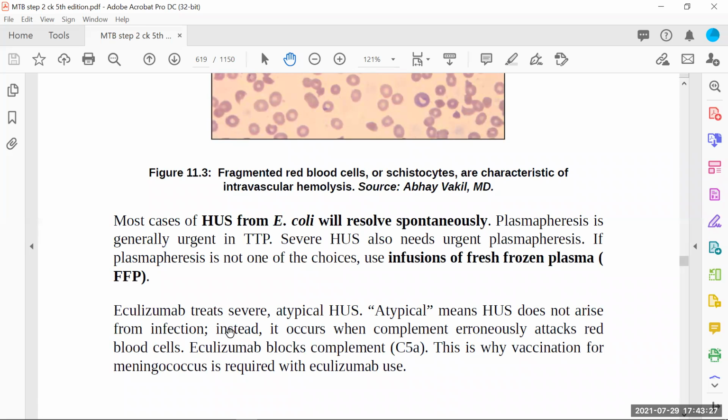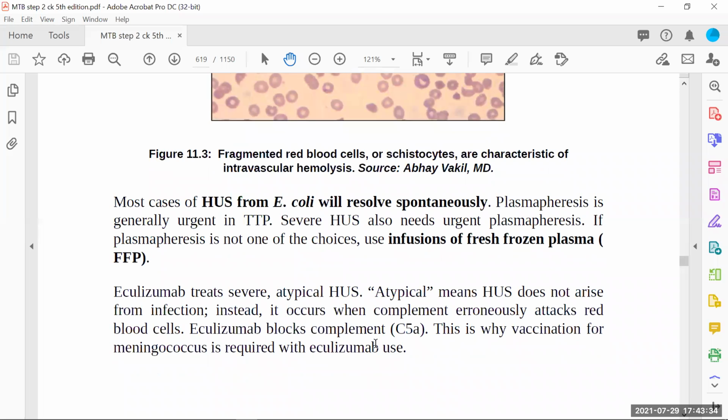Eculizumab treats severe atypical HUS, and atypical means HUS does not arise from infection. If the hemolytic uremic syndrome is because of infection, it is different; for atypical HUS we can use this antibody, eculizumab. Atypical means it does not arise from infection. Instead, it occurs when complement erroneously attacks red blood cells. So once complement proteins are going to damage our own cells, that's a separate thing. We call this atypical.